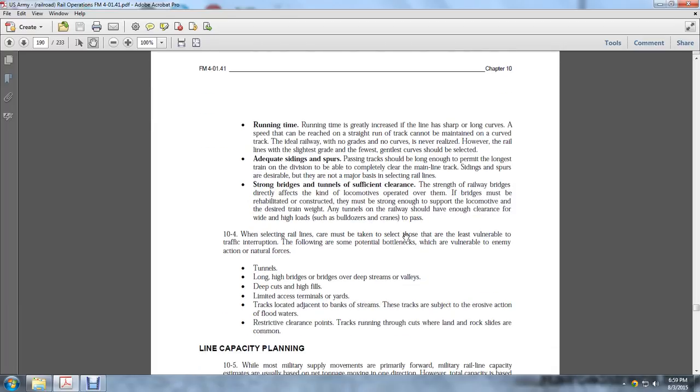10.4. We are selecting railway lines to carry part of the load, taking those selected that are least vulnerable to track interruptions. The following are some potential bottlenecks that are vulnerable to enemy action and natural forces: tunnels, long high bridges over deep stream valleys, deep cuts, high fills, limited access terminal yards, and tracks located adjacent to the banks of streams. These tracks are subject to the erosion action of flood waters. Restricted clearance points in the track running through cuts where landslides are common.